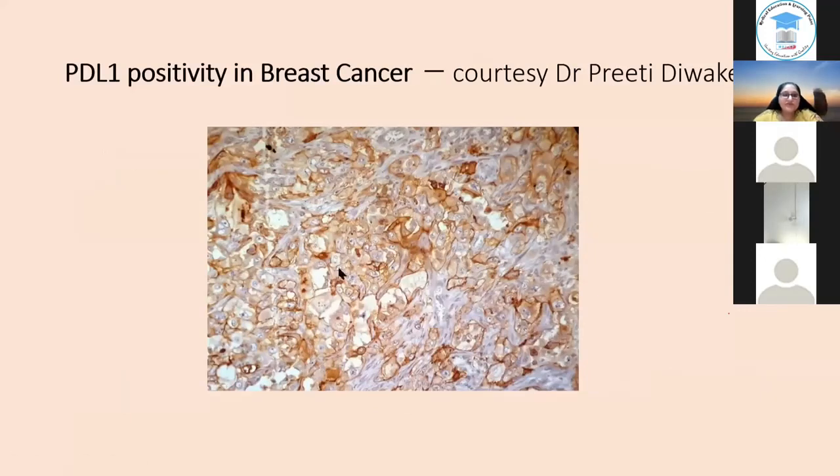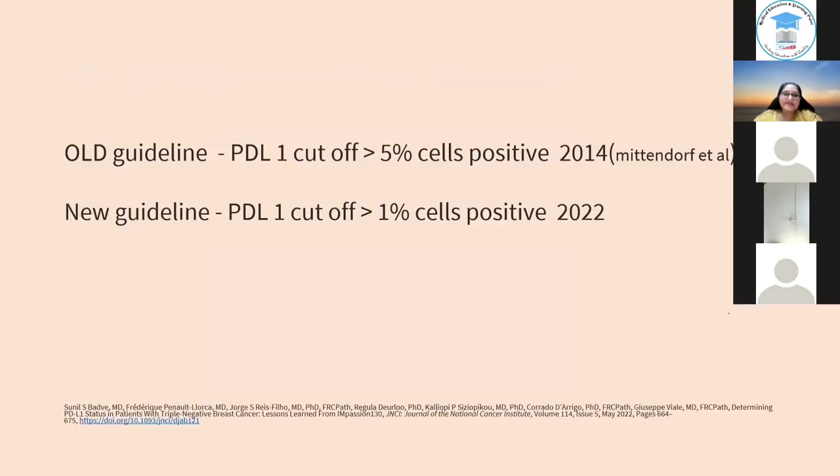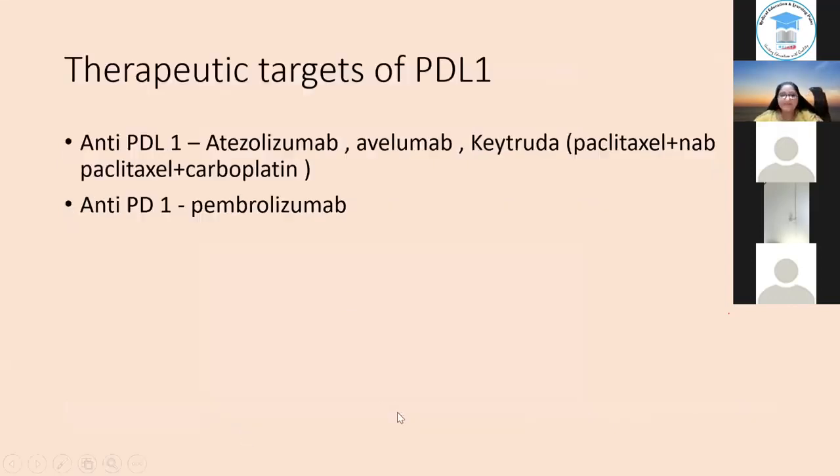So this is a beautiful PD-L1 positivity, again the membranous one in these breast cancer cells. So I thank Dr. Preeti, my friend who shared the picture with me. So old guidelines said that more than 5% of cells should be positive, but the new guideline of PD-L1 is the same as ER/PR, that is more than 1% of cells positive by 2022, according to this reference, which I have shown here by Sunil.